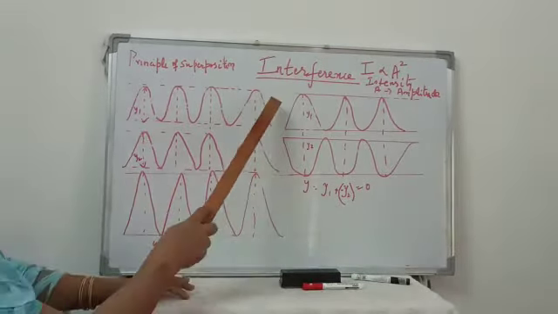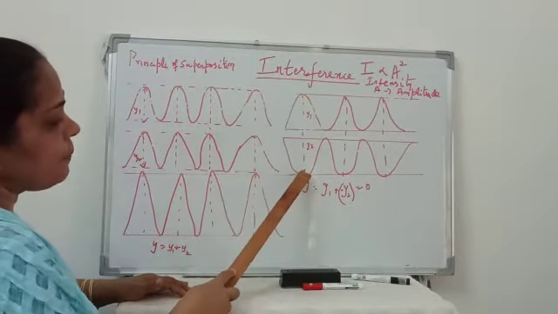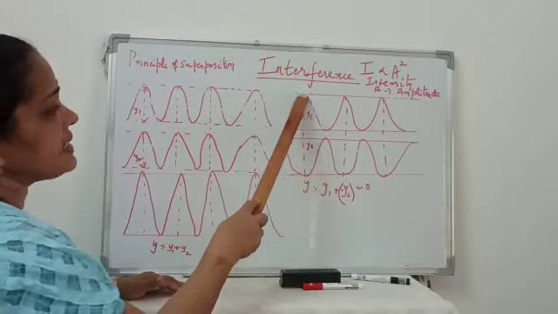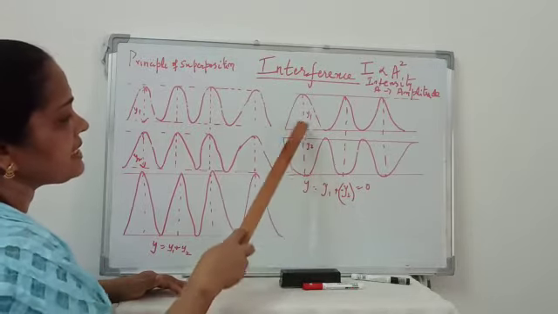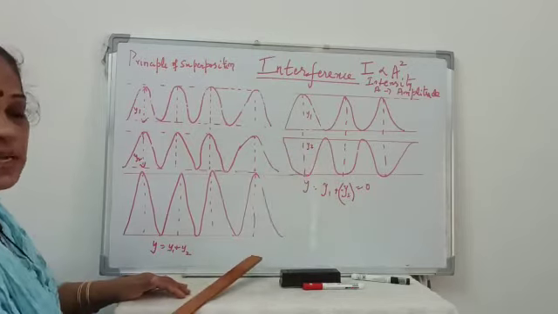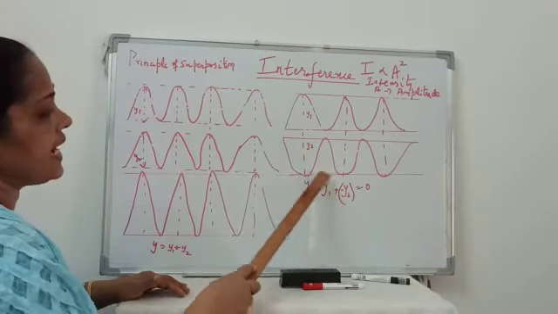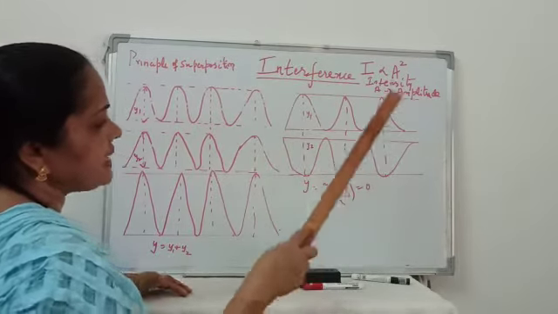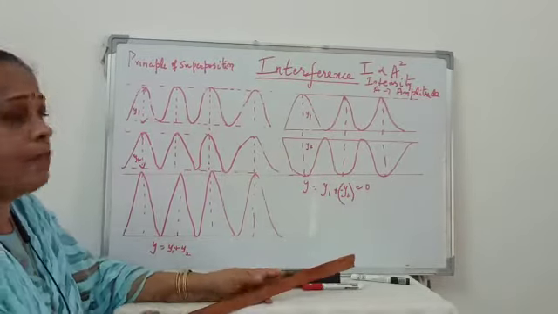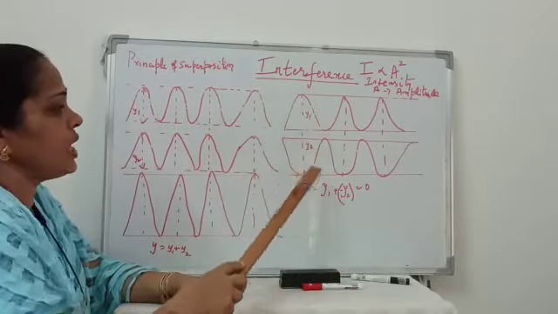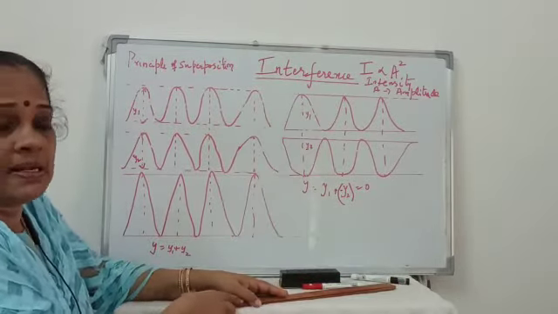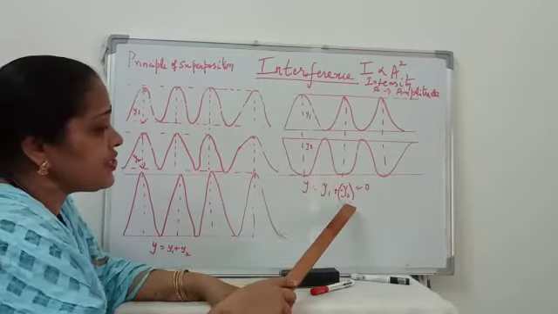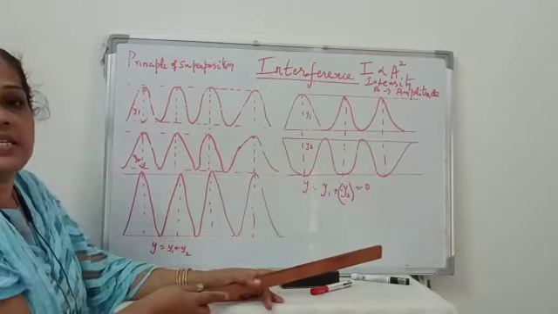At the same time, when the crest of this wave superimposes with the trough of this wave, what happens? The resultant displacement will be the sum of the individual displacement. Since this is on the negative side, it is y1 plus minus y2. Therefore, the resultant displacement is 0, provided y1 and y2 are of the same displacement. So, you get the resultant displacement to be 0. And you say destructive interference has taken place.